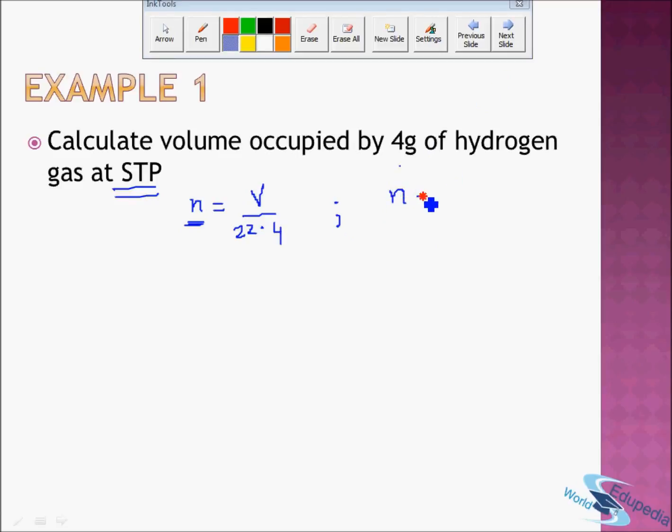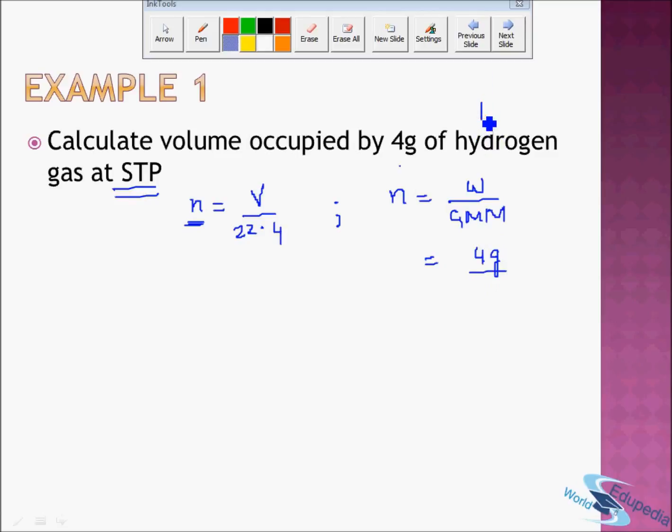We know that moles of molecules is also equal to given mass divided by gram atomic mass or gram molecular mass. Since we are talking about moles of molecules here, not atoms, we use gram molecular mass. Okay, so N is equal to weight, 4 gram, given mass is 4 gram, divided by gram molar mass of hydrogen is 2 gram.